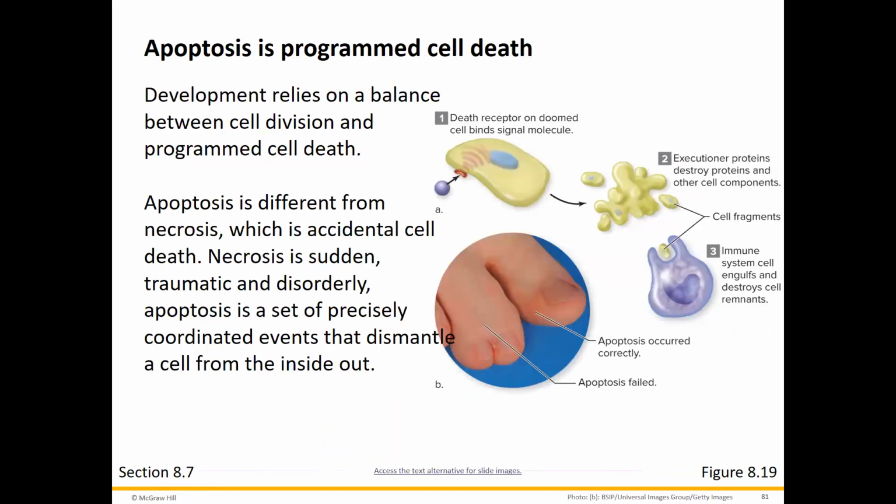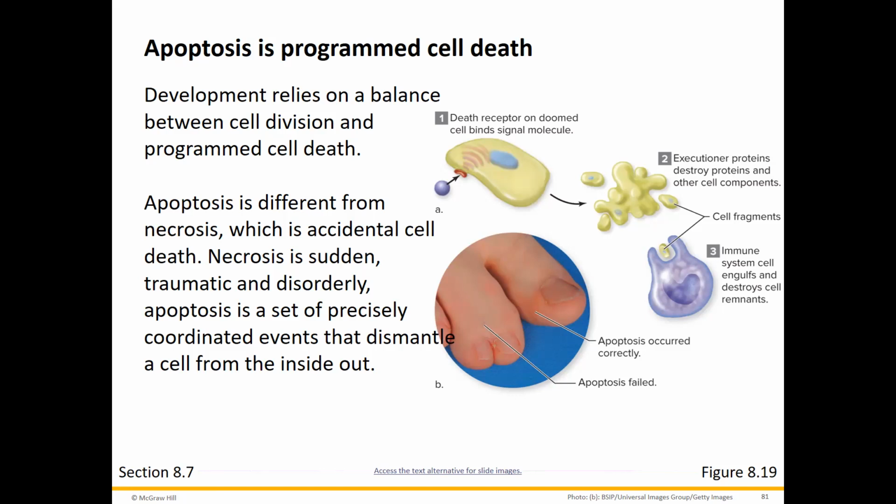And then finally, the chapter finishes up with bringing back the idea of apoptosis. It is programmed cell death, but to develop into the adult organism, we have to have a balance between cell division and programmed cell death. It has to be a balance. And when we talk about apoptosis, it's very different from necrosis. We're not talking about necrosis. That's accidental cell death, right? It's sudden, it's traumatic, it's very disorderly.